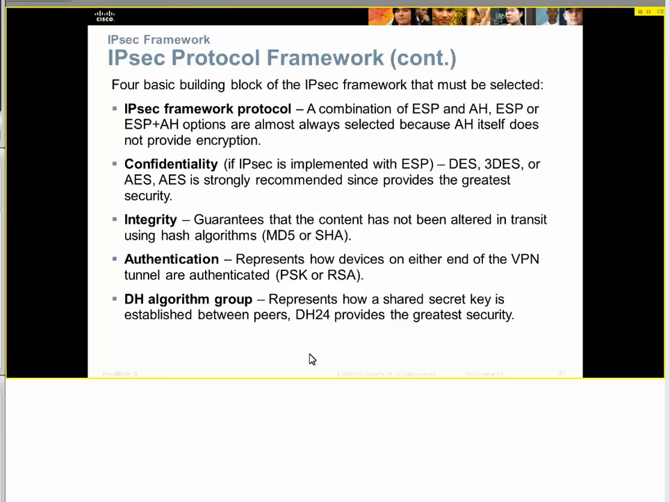Confidentiality is provided. You select which encrypting protocol you want to use, DES, triple DES, or AES. Integrity guarantees the content, so you select MD5 or SHA-1 or SHA-2. SHA-2 is more recommended. Authentication is how you're going to authenticate the two ends. And then you specify the Diffie-Hellman group. There are several groups, like DH24. Now, all you do is supply the group. 90% of the hard stuff is done within the protocols that are selected, but you've got to select the same protocols on each side.